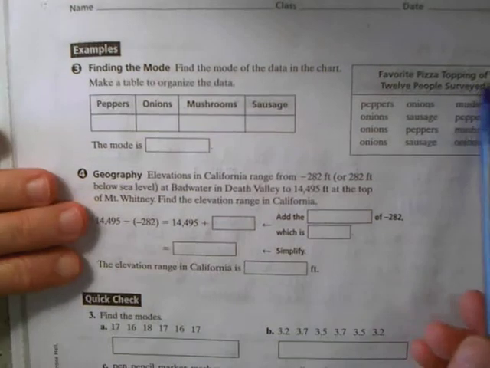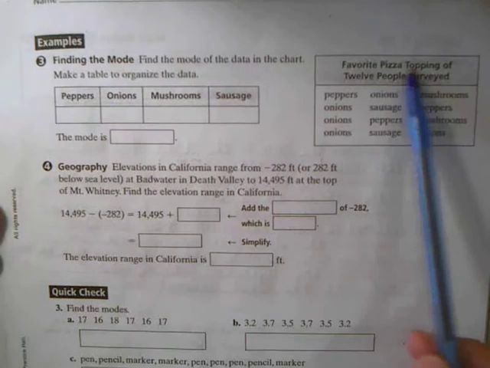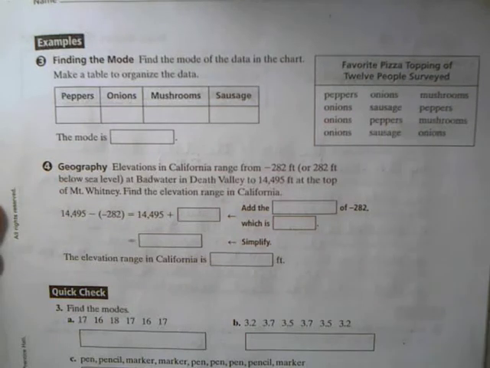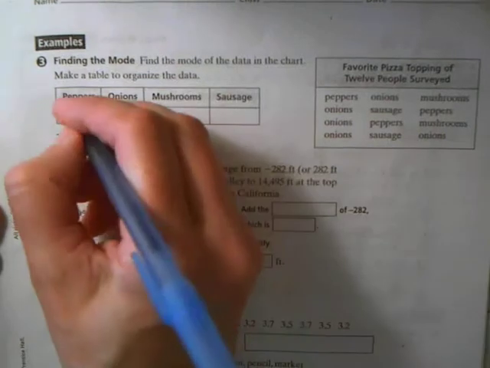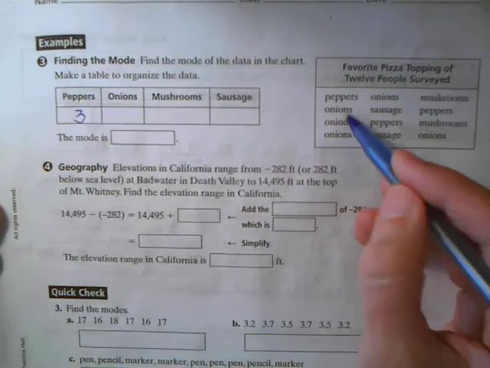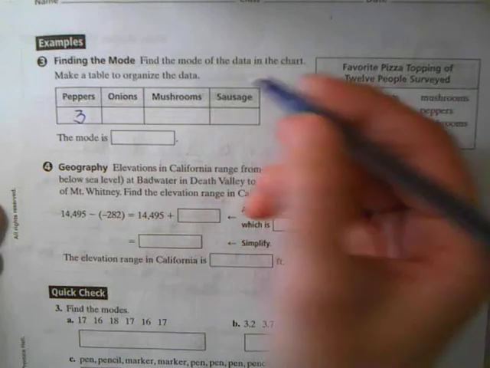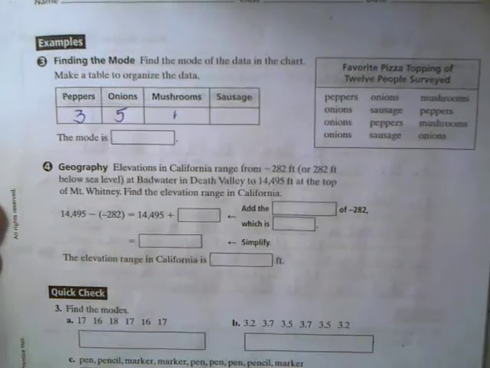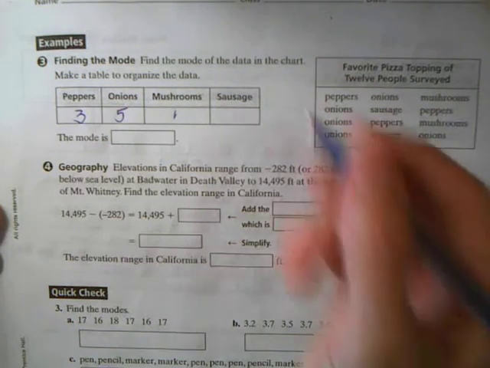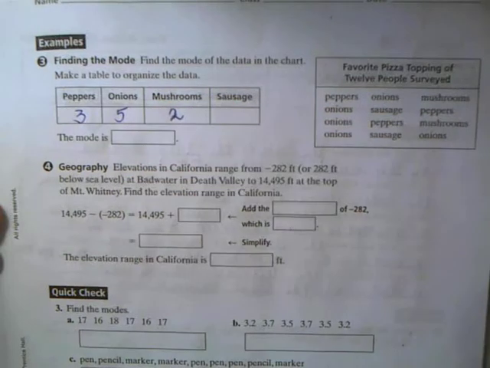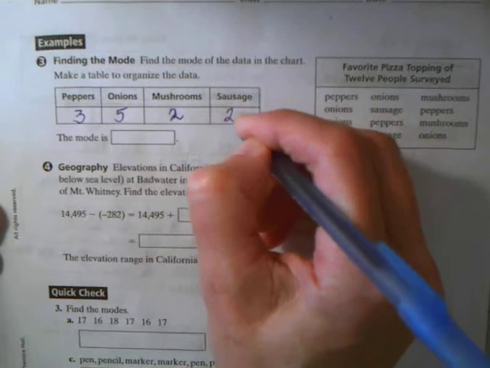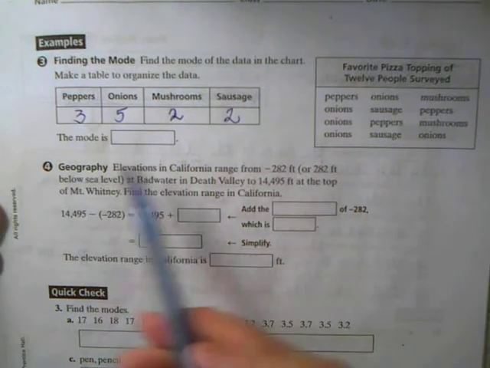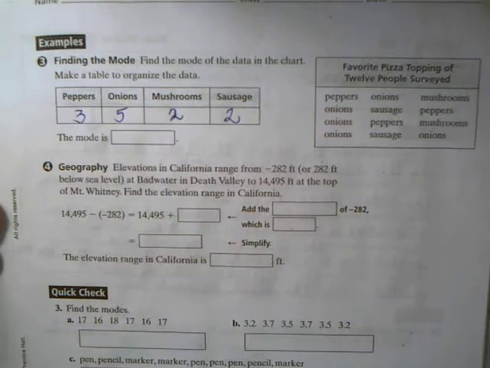Okay, so basically here is the favorite topping for pizzas for 12 people that were surveyed. And basically I see that there are 3 votes for peppers. Onions got 1, 2, 3, 4, 5. Mushrooms, 2, and sausage, 2. Okay, quick check, that's 8, 9, 10, 11, 12, so I did account for everyone. You always want to double check that.